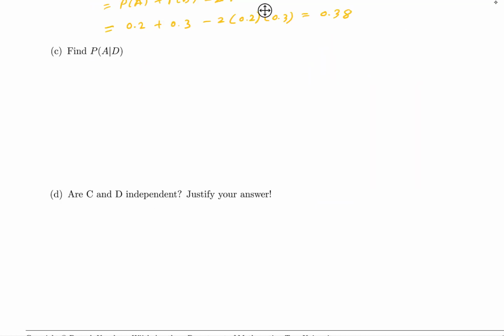Next one is asking probability of A given D. So that is the conditional probability. Then you know, probability of A and D divided by probability of D, right? We don't know probability of A and D, but we can find A and D. How do we find the A and D?